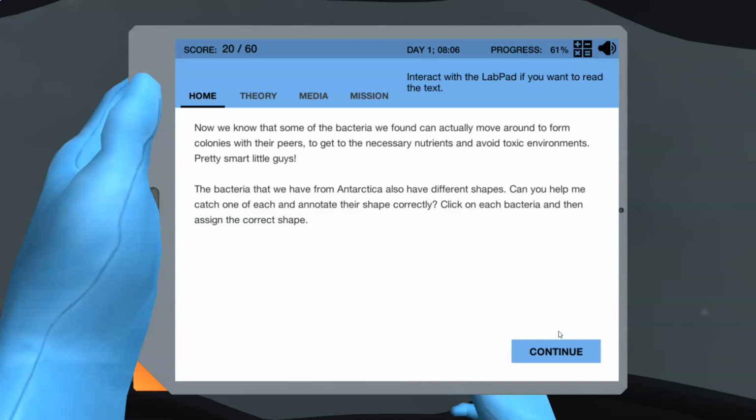Now we know that some of the bacteria we found can actually move around to form colonies with their peers, to get to the necessary nutrients and avoid toxic environments. Pretty smart little guys. The bacteria that we have from Antarctica also have different shapes. Can you help me catch one of each and annotate their shape correctly?